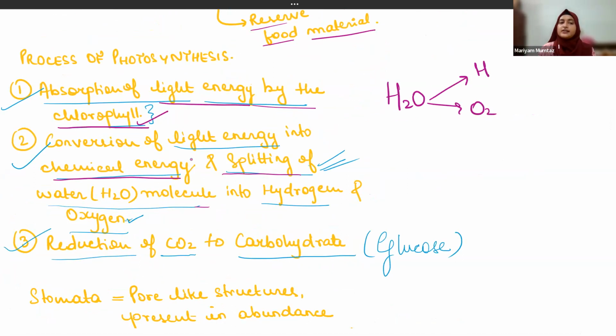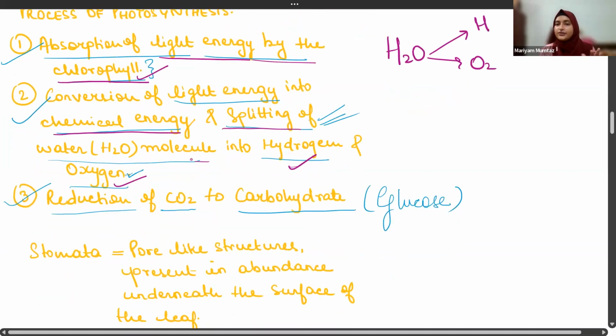So in the second step of the photosynthesis, what happens is that the light energy is converted into chemical energy. This is the first thing that happens. And then the water molecule splits to give us hydrogen and oxygen. Is it clear? Yes, ma'am. Okay, very good. See, if you have any doubts, you can stop me in the middle and ask me any doubts you have.